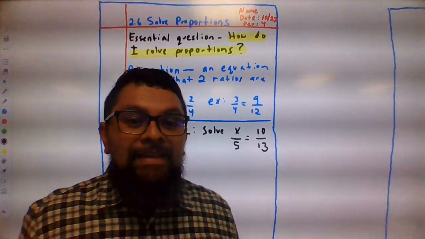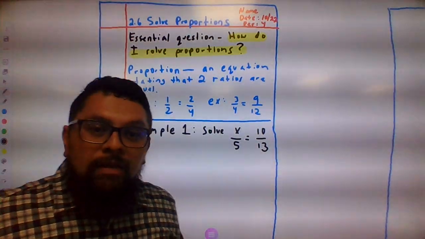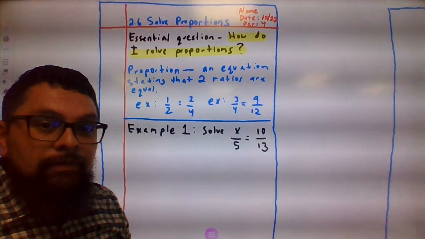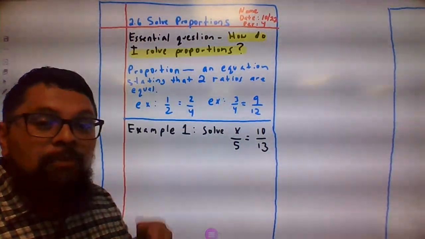Hey class, so we're continuing on. We're on example one now. So we are on proportions, okay? The essential question that we have is how do I solve proportions? We reviewed what is a proportion, and now we're actually doing example one.